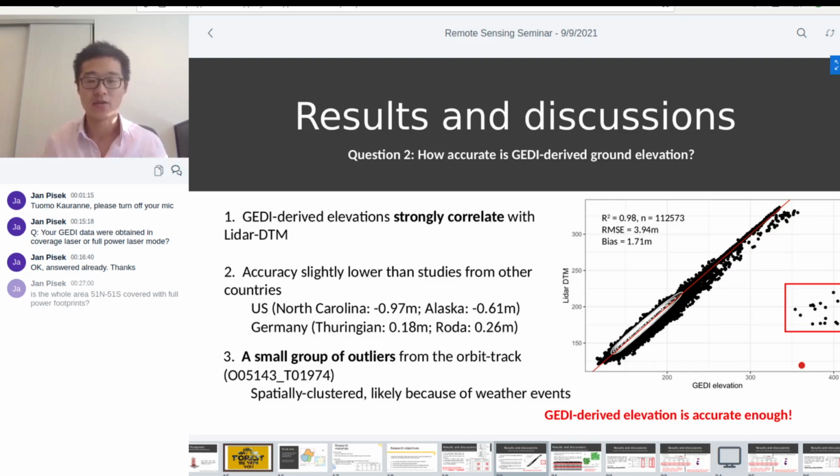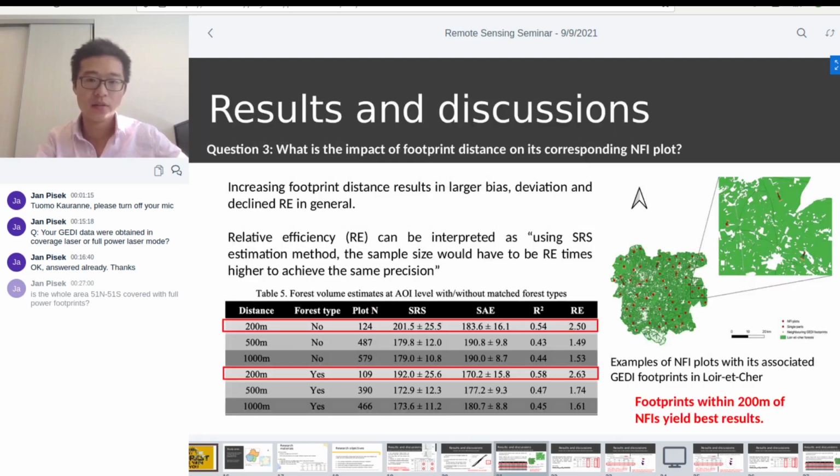And then to answer the third question, we connected an NFI plot with GEDI footprint based on the KNN method, and then we used a small area estimation to make predictions of forest volume, and we also based on the distance of GEDI footprint, and we found out at about 200 meter the estimation had the best results.